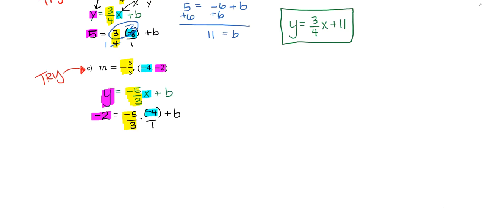So let's talk about this one. We plug in our slope, we plug in our x, we plug in our y, and again we have a fraction, and again we should check to see if anything cross cancels. In this case 3 and 4 do not cross cancel, so we just have to multiply across. So negative 5 times negative 4 will give you positive 20 over 3 times 1, which is 3.